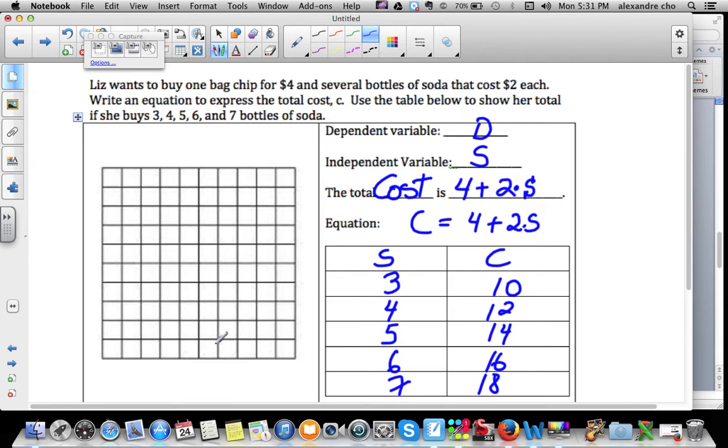Okay, now we've got to set up our graph. You're going to extend this line, going up and then going up like that. You've got to decide where your independent goes. Your independent will go here. This will be our sodas. And your dependent always goes up and down here.